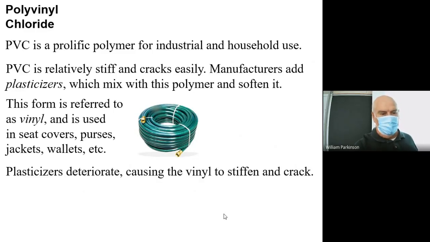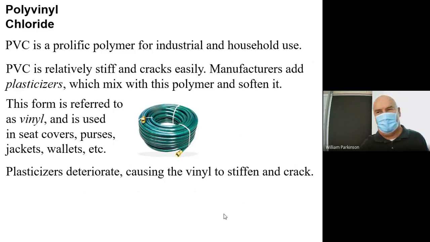Now, though, what happens is over a large period of time, the plasticizer will deteriorate, maybe kind of evaporate out of the vinyl, otherwise degrade from the vinyl. And when that happens, the vinyl will stiffen and crack.